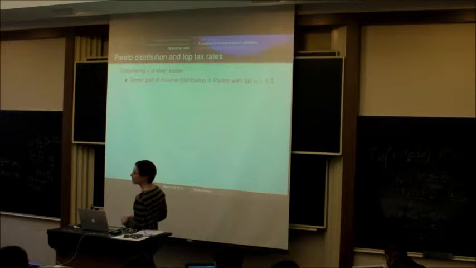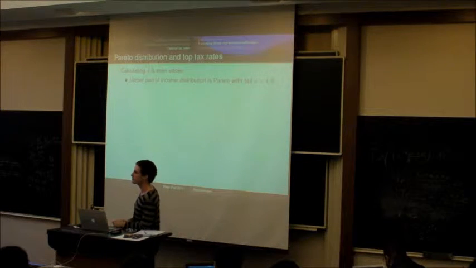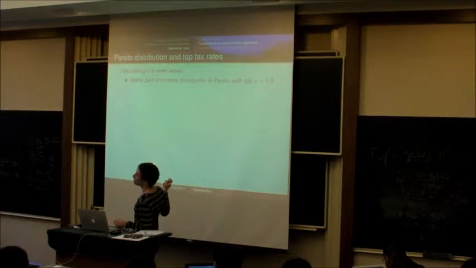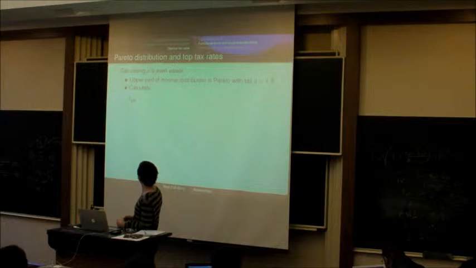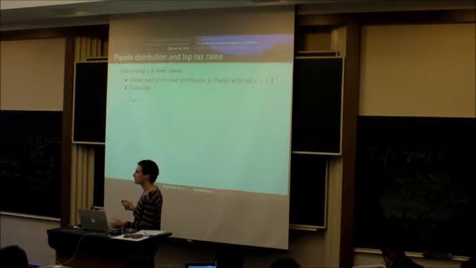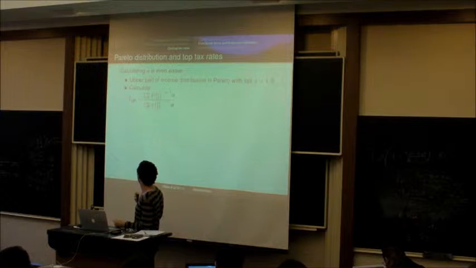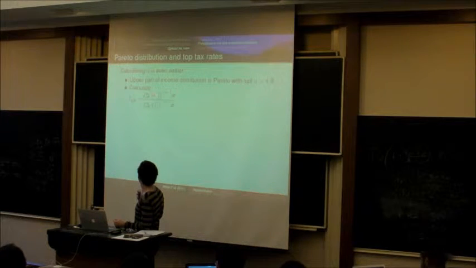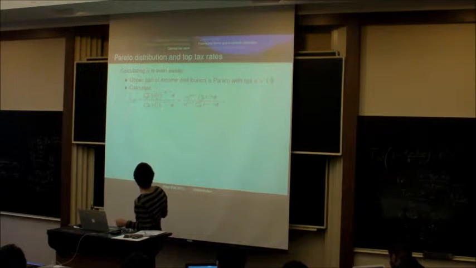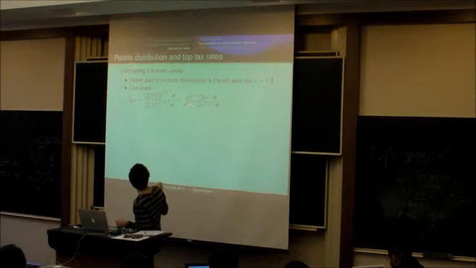So the upper part of the U.S. income distribution is a Pareto distribution with a tail with a power of about 1.5. And we can just calculate what is the average income that people who are making above $1 million earn under a Pareto distribution like that. Well, it's the integral from $1 million to infinity of the Pareto distribution times the income over the Pareto distribution. And we can just factor a bunch of stuff out.